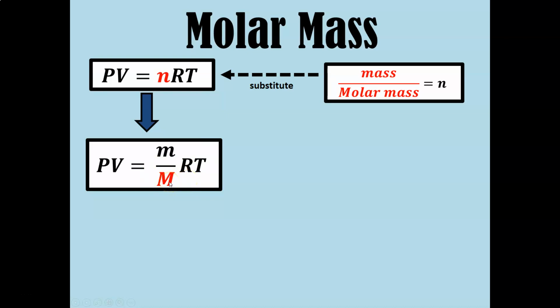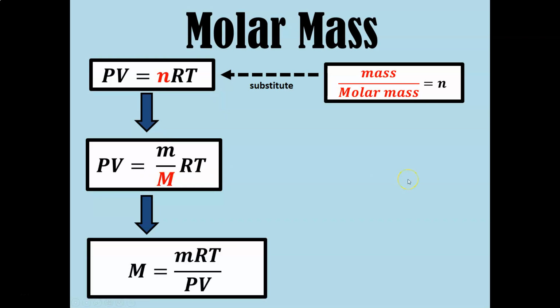Now I'm just going to do a little bit of algebra to try to get the molar mass, the capital M, up on the top. And I'm going to isolate it. And we end up with molar mass is going to be the sample mass times the R value times temperature divided by pressure and volume.